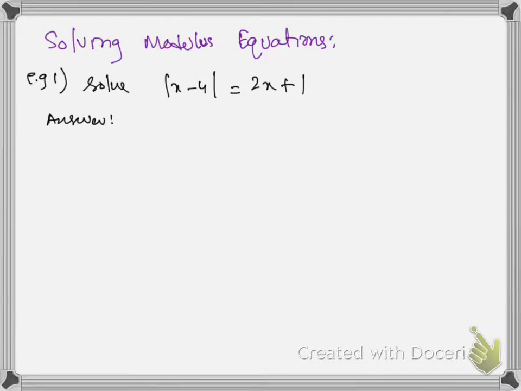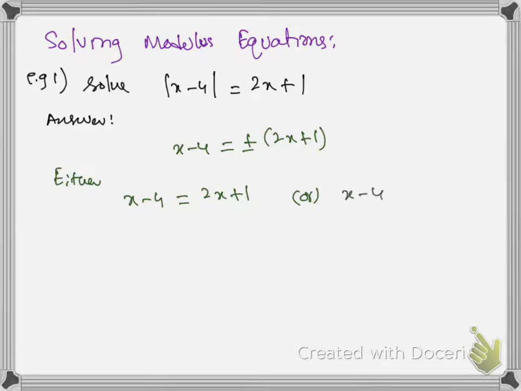We have to remove modulus by writing plus minus on either the left side or the right side, but on only one side. Like in this question, I'm writing plus minus on the right side. Now we have two possibilities. We have to solve both the equations separately. Either x minus 4 equals 2x plus 1, or x minus 4 equals negative 2x plus 1. By solving these two equations we have x equals negative 5 or x equals 1.